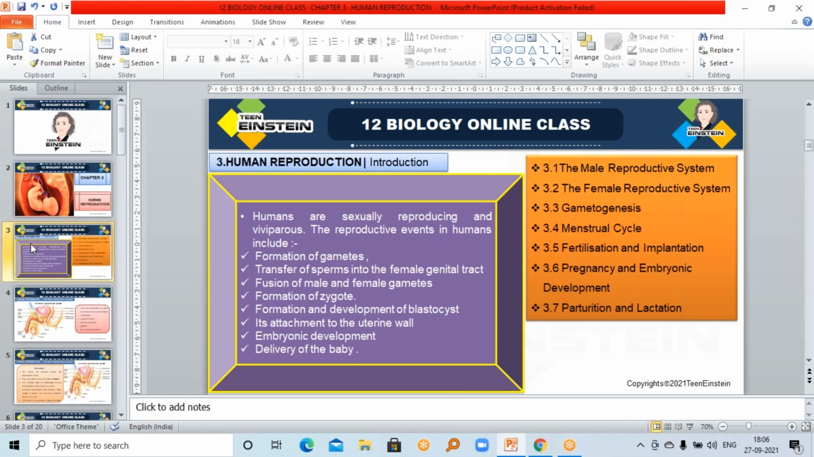So according to function, we are grouping the male and female reproductive organs. First is gonads. Gonads are the organs which produce gametes. In female, the ovaries are the gonads. In male, the testes. So in female ovaries and in male testes, they produce male and female gametes, and they also secrete some kinds of sex hormones. In the second group, ducts.